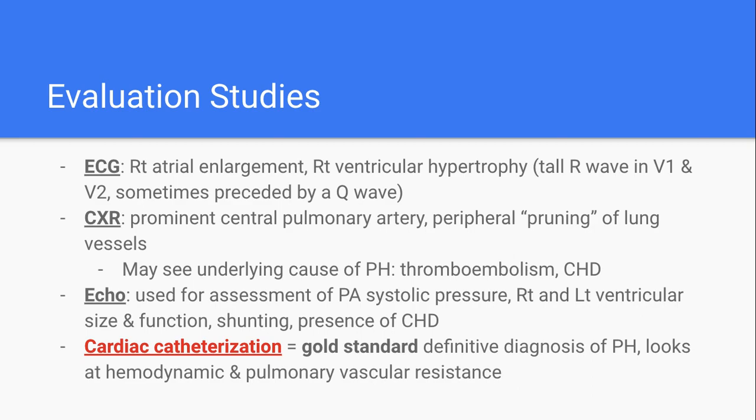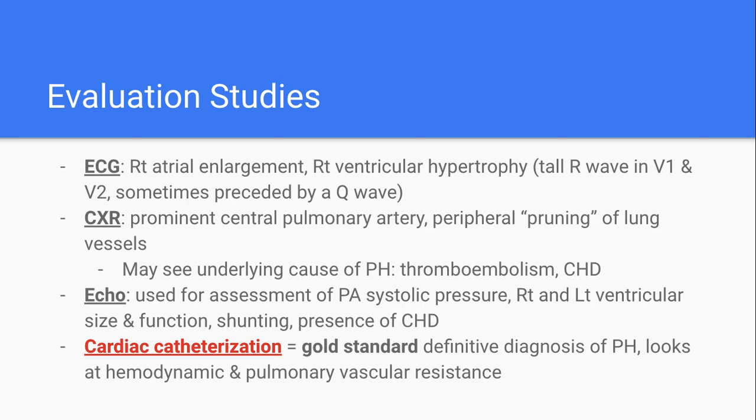On chest x-ray, they can have a prominent central pulmonary artery, and also something called peripheral pruning of the lung vessels, where the more distal ends of the lung arterioles look more enlarged compared to a normal lung. Also, if you know the underlying cause of your pulmonary hypertension, for example thromboembolism or congenital heart disease, the corresponding chest x-ray will show it. An echocardiogram is usually used for assessment of the pulmonary artery systolic pressure and the right and left ventricular size and function. You will assess for shunting and also the presence of congenital heart disease.